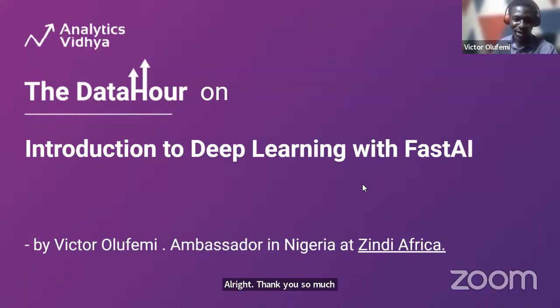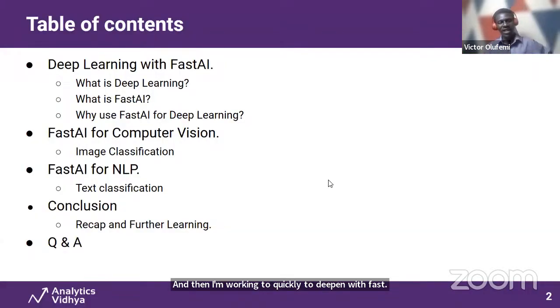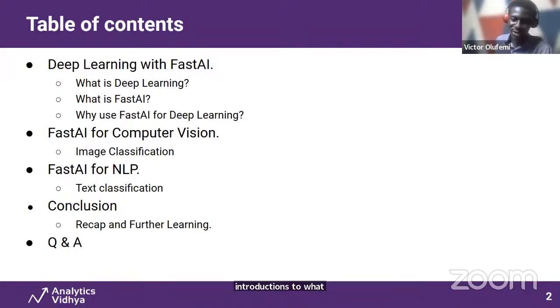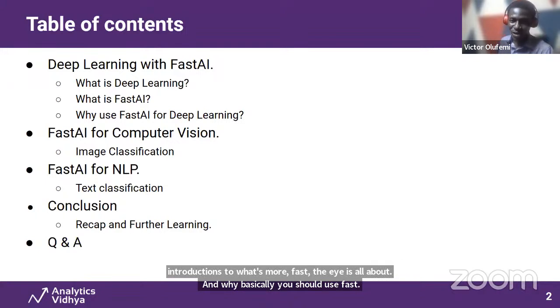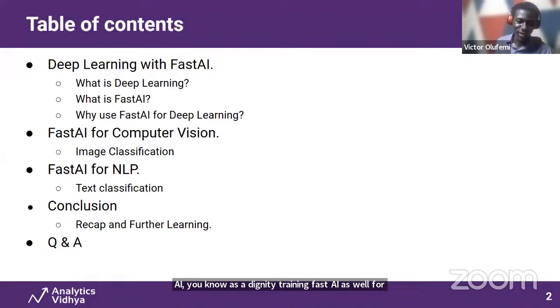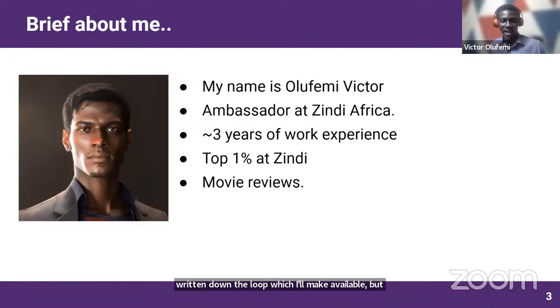All right, guys. So I'll be bringing you the DataHour for the next 1 hour, and I'll be walking you through a quick introduction to deep learning with FastAI. Here is the quick table of contents of what we'll be talking about. I'll take you through what deep learning basically is, an introduction to what FastAI is all about, and why you should use FastAI as a beginner in deep learning. FastAI as well for computer vision. We'll try to see very quickly if we can do a quick image classification challenge on Zindi. And of course, we'll try our best also to do an NLP. I've written down the notebooks which I'll make available, but most likely the NLP one will be a takeaway. Then we'll walk through the conclusion and do a quick Q&A session.